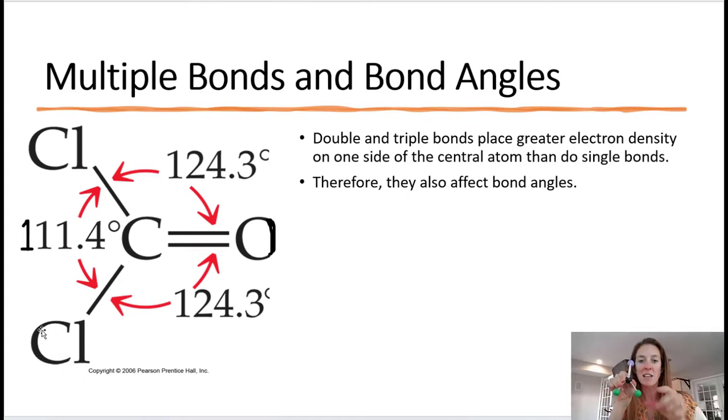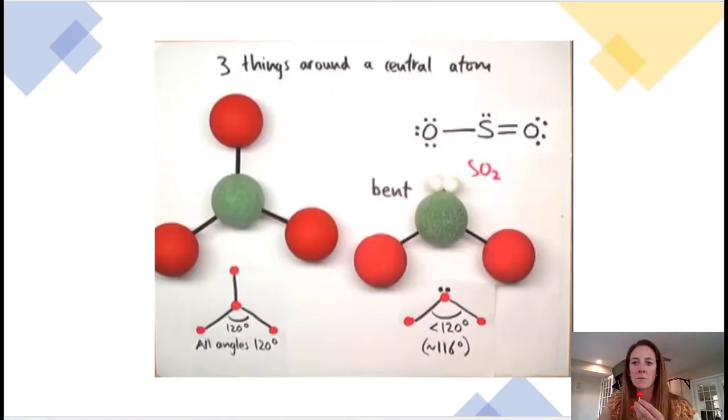And we can see here in this slide, instead of 120 degrees, this actually will want to be 124.3, 124.3, which makes this angle down here a little bit smaller than 120. It's actually 111.4. These guys still want to repel each other. Don't get me wrong. They don't want to be closer together, but because there's so much density of electrons up here, they have no choice but to be a little bit closer to each other. It's still trigonal planar, but like I said, the angle is just a little bit smaller than the other example.